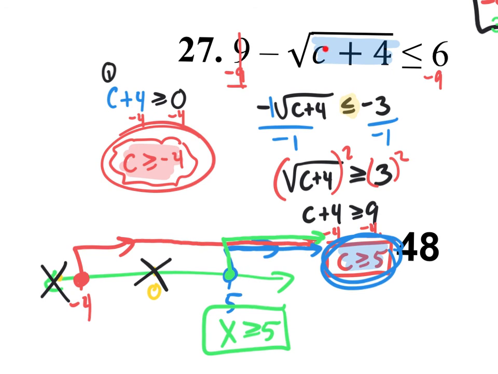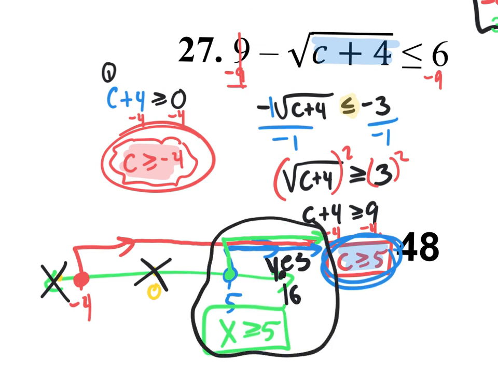For example, if I plug in a 12 right there, 12 plus 4 is 16. The square root of 16 is 4. 9 take away 4 is less than 6. Okay? So any value over here, like 16, will work. That's a yes. So obviously, this is the only answer. It's not a compound inequality. It's simply x is greater than or equal to 5.